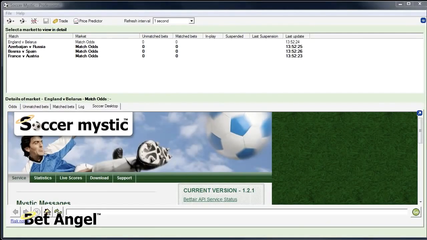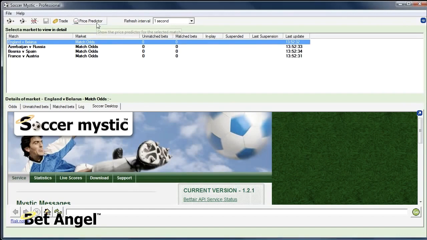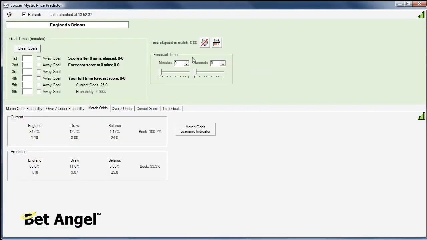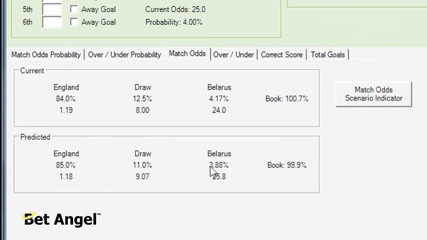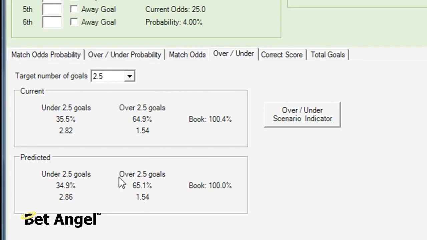Right, we have now wound forward to the actual day of the match itself, and we'll perform the same exercise. Click on England v Belarus, bring up the price predictor, and immediately you can see here that we are now on 5 bars, and you can see that the market pricing is much more in line with what we'd expect. And if you look at over and unders, you can see that that's pretty much spot on. You can see that the book is at 100.4%. Obviously Soccer Mystic is going to predict to 100%, so the 0.4% is lost in margin.